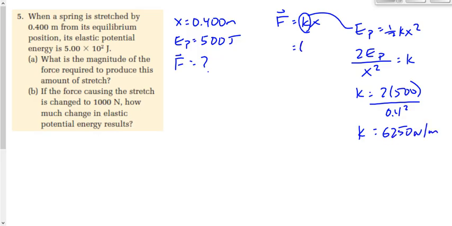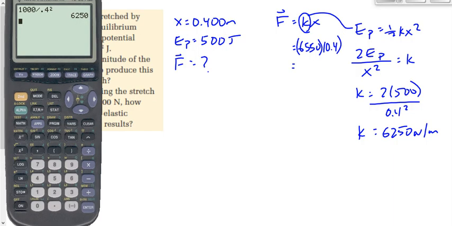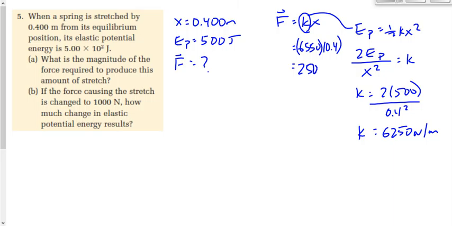And now we're going to multiply that by 0.40 meters to get the force. We get 2,500. We're going to round that actually to 3 digits, so we're going to say 2.50 times 10 to the 3 newtons. Are we good with that?